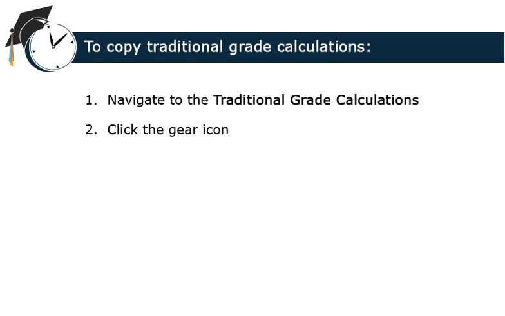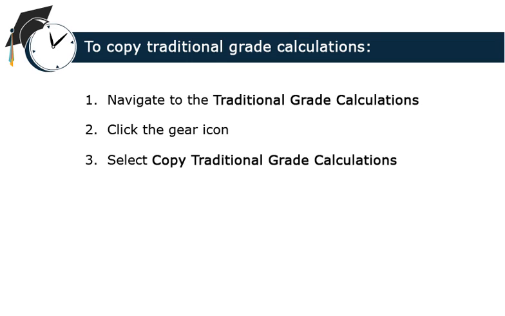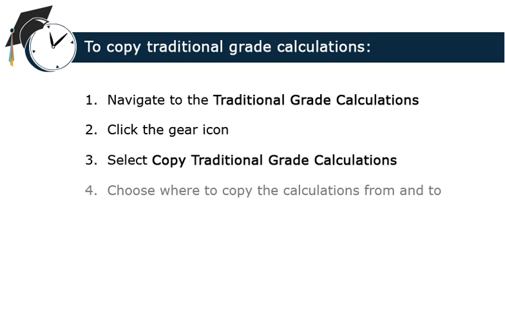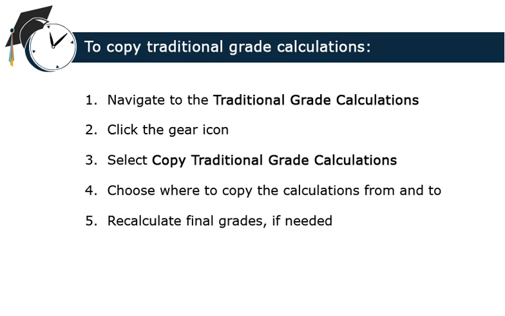To copy traditional grade calculations, begin on the Traditional Grade Calculations page. Click the gear icon and select Copy Traditional Grade Calculations. Choose the term and class to copy the calculations from, and where to copy them to. Recalculate final grades if needed. Click Validate and verify that you are copying the correct settings. Then click Copy to complete the process.